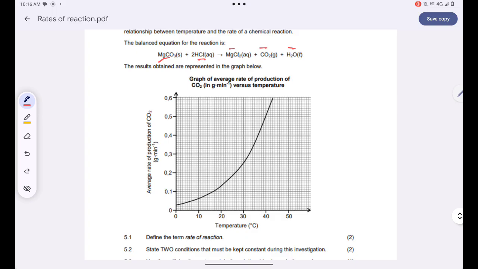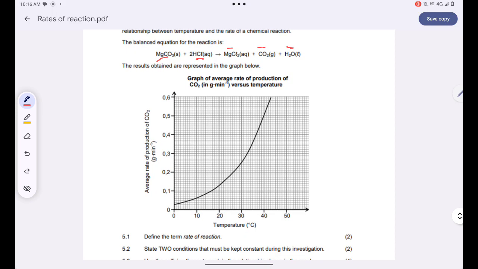Now they want us to define the term reaction rate. Reaction rate, you can say, is the change in the quantity of products per unit time, or the change in quantity of reactants per unit time. Your quantity can be mass of products or mass of reactants, number of moles of products or moles of reactants, or even the concentration of both products and reactants. But remember that we cannot find the concentration of a solid. So you can either use number of moles or mass. The change in one of the two quantities per unit time.